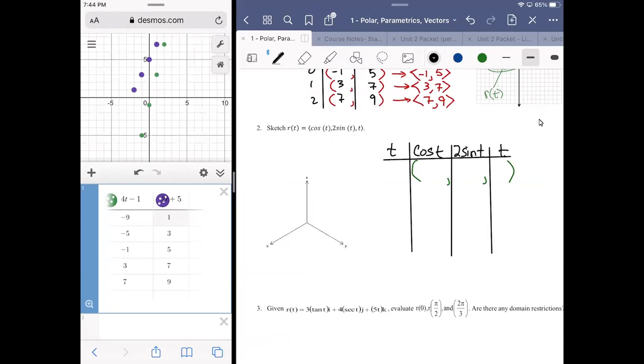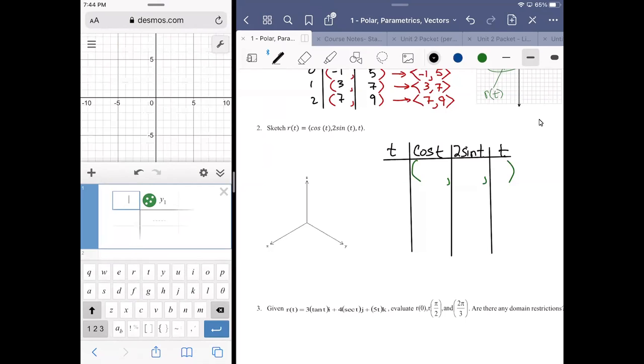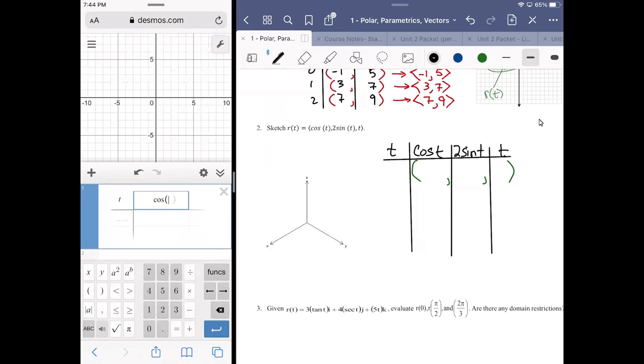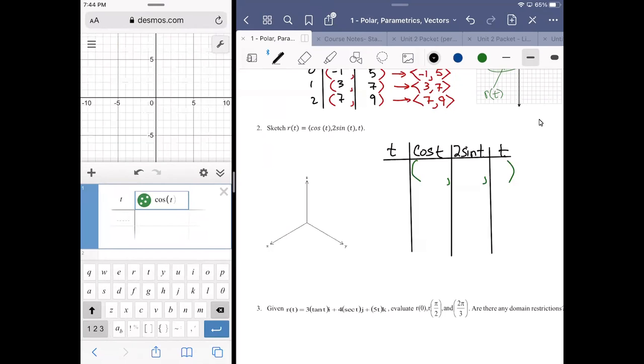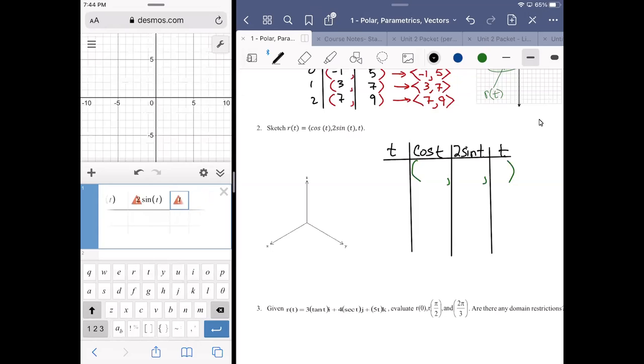So what I would do here is a new blank graph, make a table, and my table would incorporate t values that are convenient for sine and cosine. So again, t, just to make it look the part. I want cosine of t. I want 2 times the sine of t. And then again, just for good measure, I'll have the t in there.